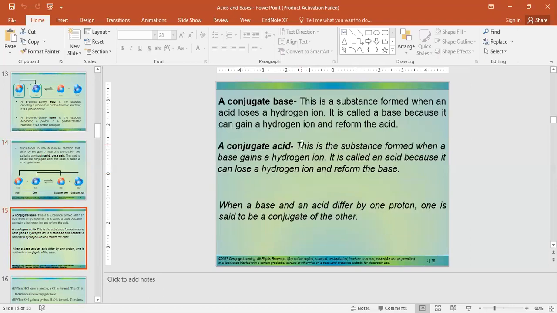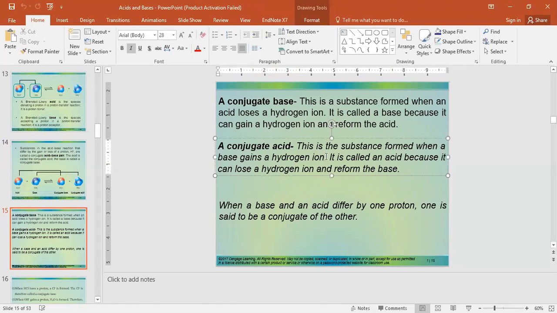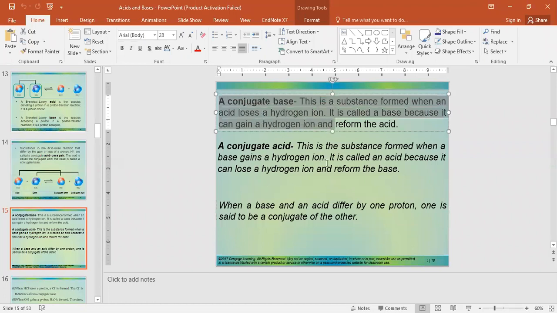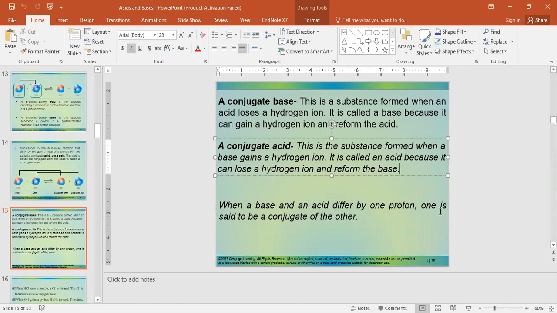On the other hand, a conjugate acid is the substance formed when a base gains a hydrogen ion. And why do we call it a conjugate acid? This is because it can lose the hydrogen ion and form the base again. And sometimes we may be asked to distinguish between a conjugate base and a conjugate acid. This is the right distinction of the two. So when a base and an acid differ by one proton, one is said to be a conjugate of the other. And I'm giving examples here.